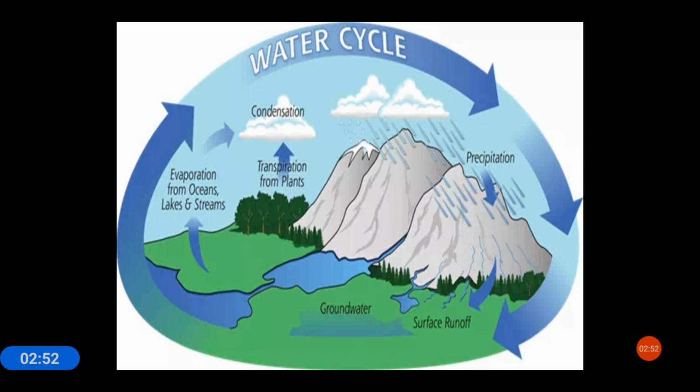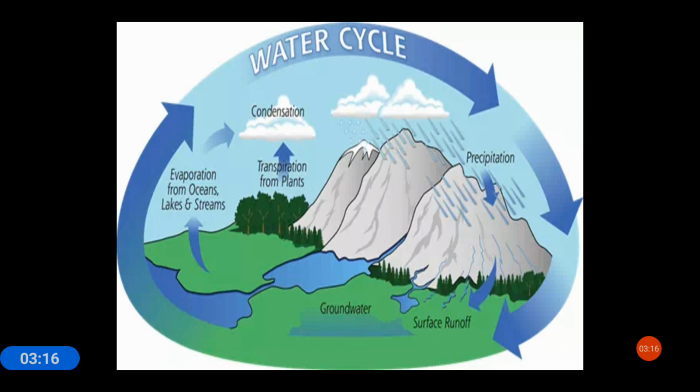Next, water cycle. You all have studied the water cycle right from primary. What does this tell us? That water keeps on circulating on the earth. The total volume of water on the earth remains constant. It means water can neither be added nor subtracted.